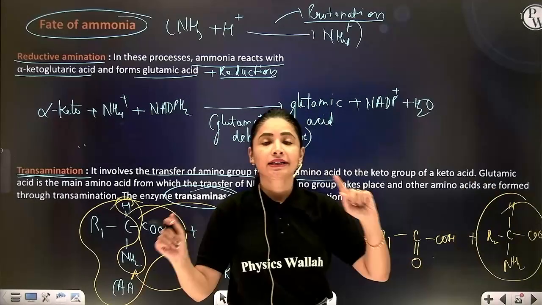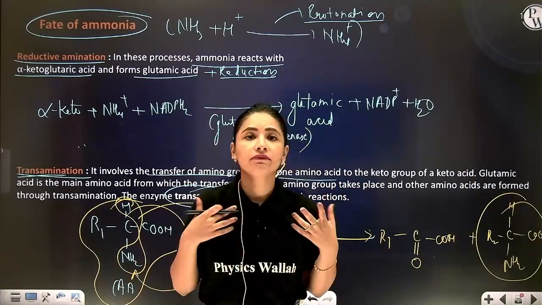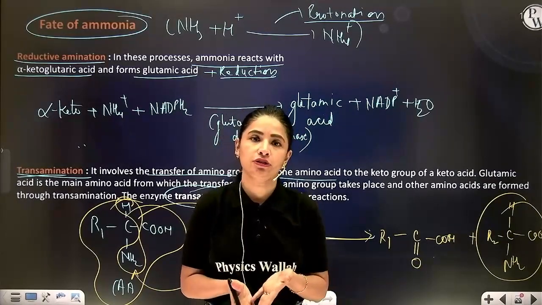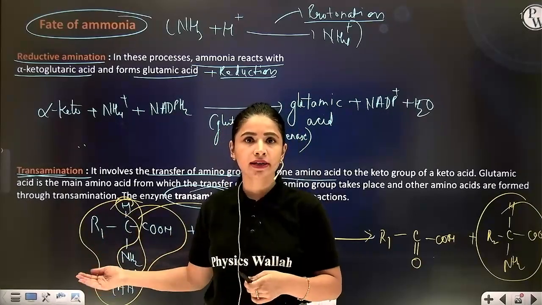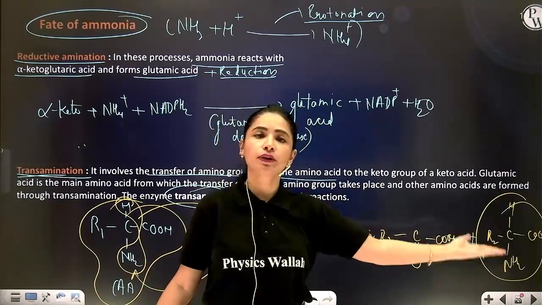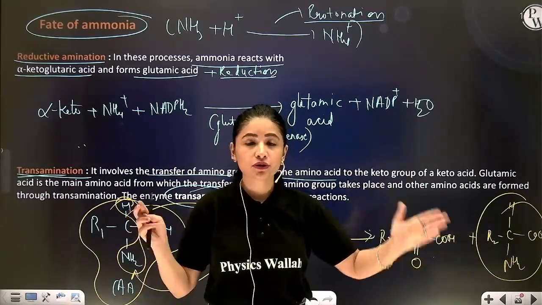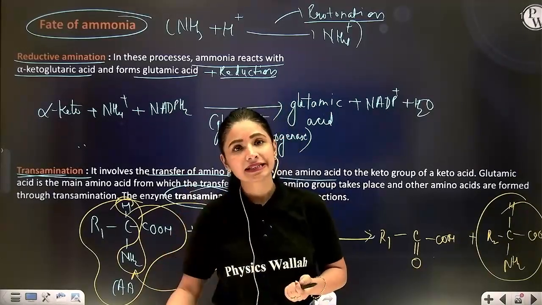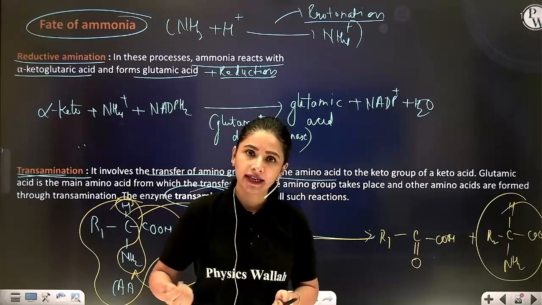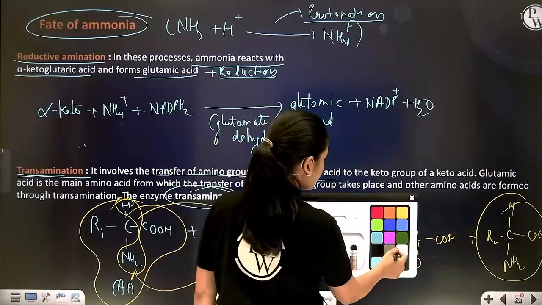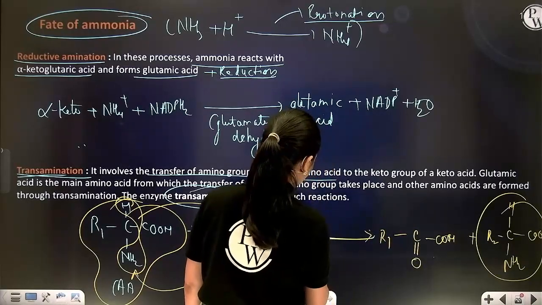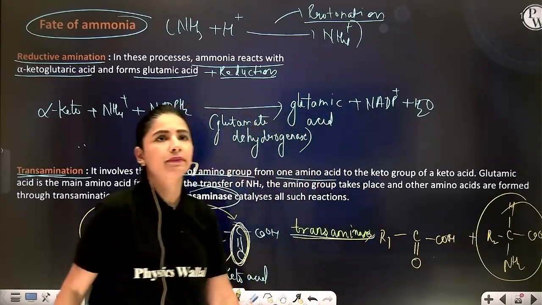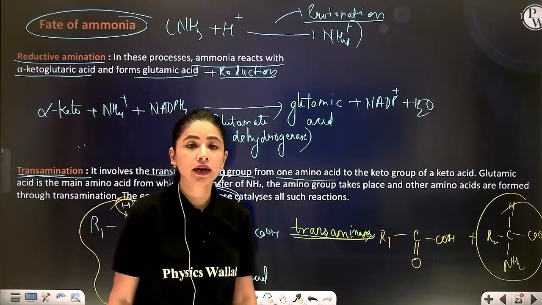So you can see that R group has been changed, and once R group changes, what happens? The nature of amino acid also gets changed. So for example, here it was X amino acid, and now on the product side you have a different Y amino acid. So this is also the second method of producing new amino acids from the existing amino acids, right? And this whole process is done in the presence of the enzyme transaminase. I hope the fate of ammonia is also clear.